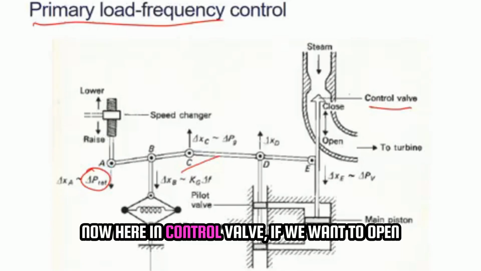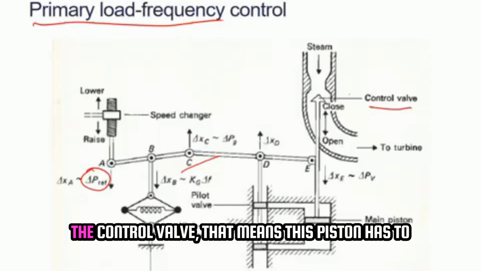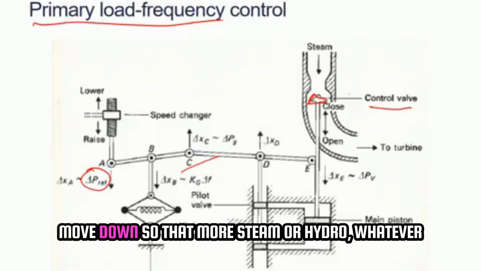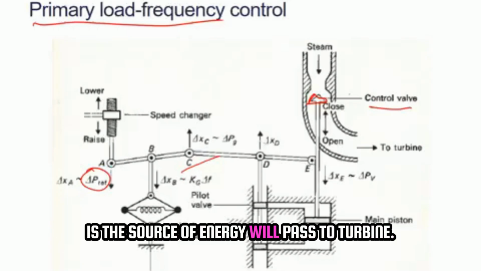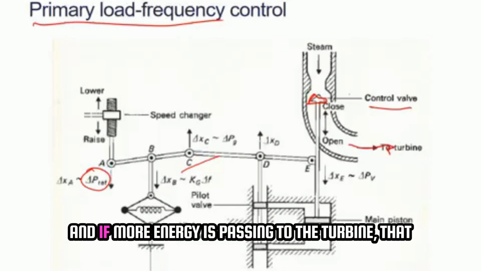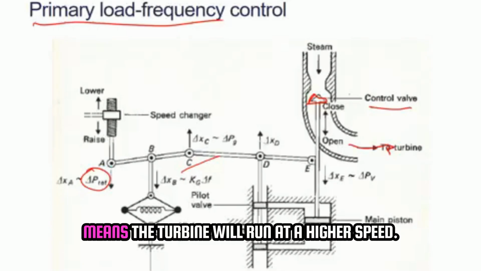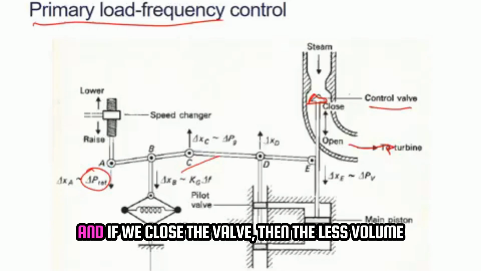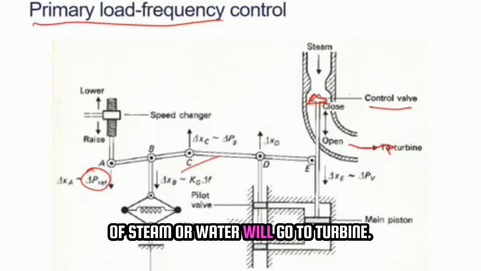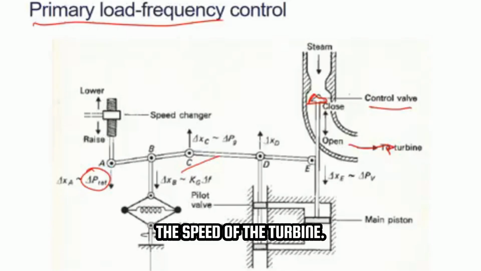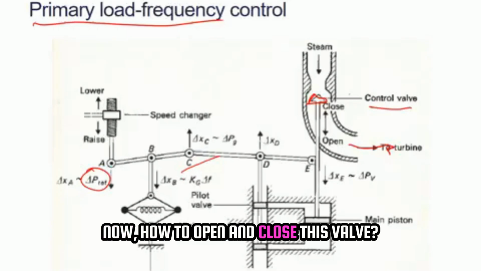Now here in the control valve, if we want to open the control valve, that means this piston has to move down so that more steam or hydro, whatever is the source of energy, will pass to the turbine. If more energy is passing to the turbine, the turbine will run at a higher speed, and if we close the valve, then less volume of steam or water will go to the turbine, which will reduce the speed of the turbine. Now how do we open and close this valve?